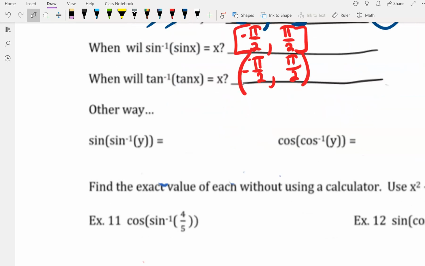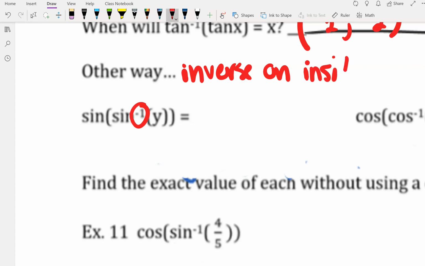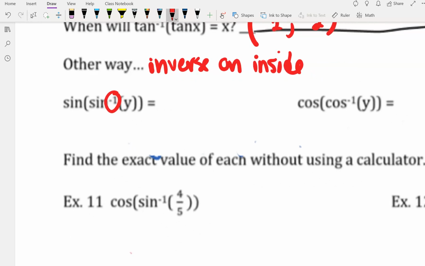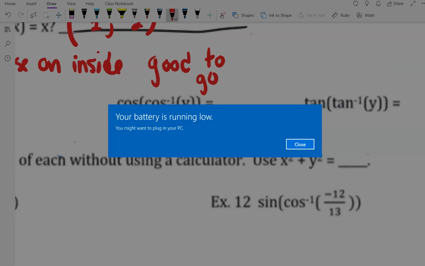All right. These ones, however, if the inverse is on the inside, then you're good to go, meaning you can cross them out. So since the inverse is on the inside, I can cross those out and get y as an answer, no problem. Doesn't matter if I'm in between the values for our principal values.